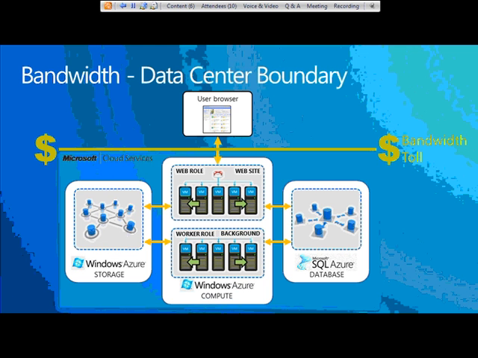In this diagram, we have the user's browser accessing a website, and we have bandwidth charges. What we don't pay bandwidth charges for are the web role and worker role talking to each other, accessing storage or database, the web role invoking web services on the worker. None of that costs in terms of bandwidth. But that outside access from a user's browser to the hosted website, that does.